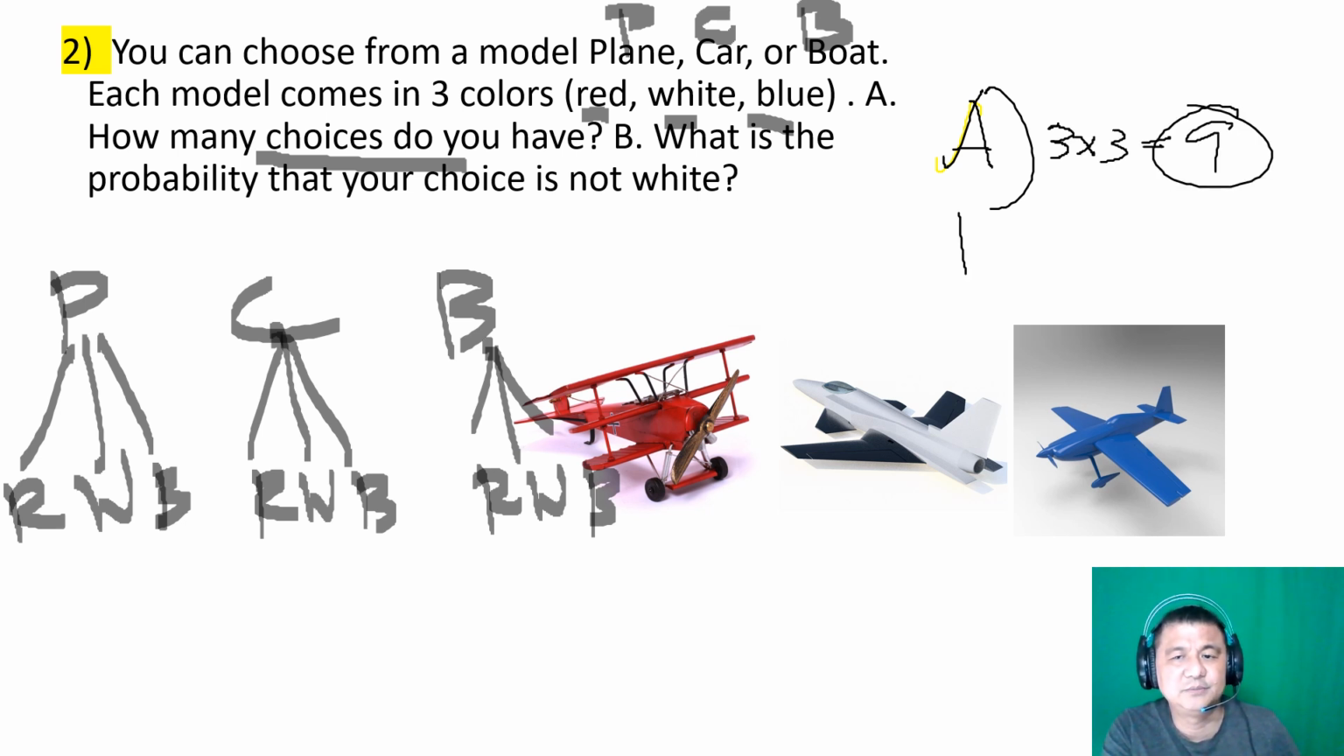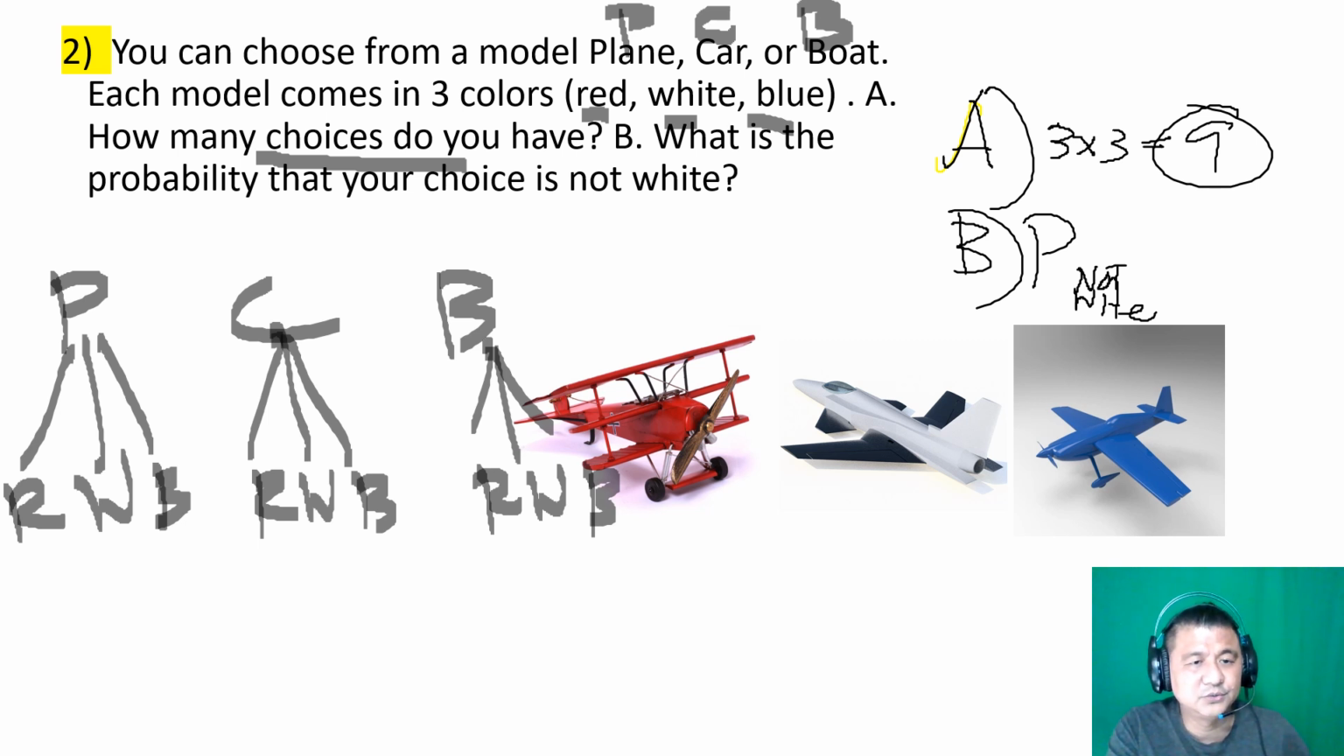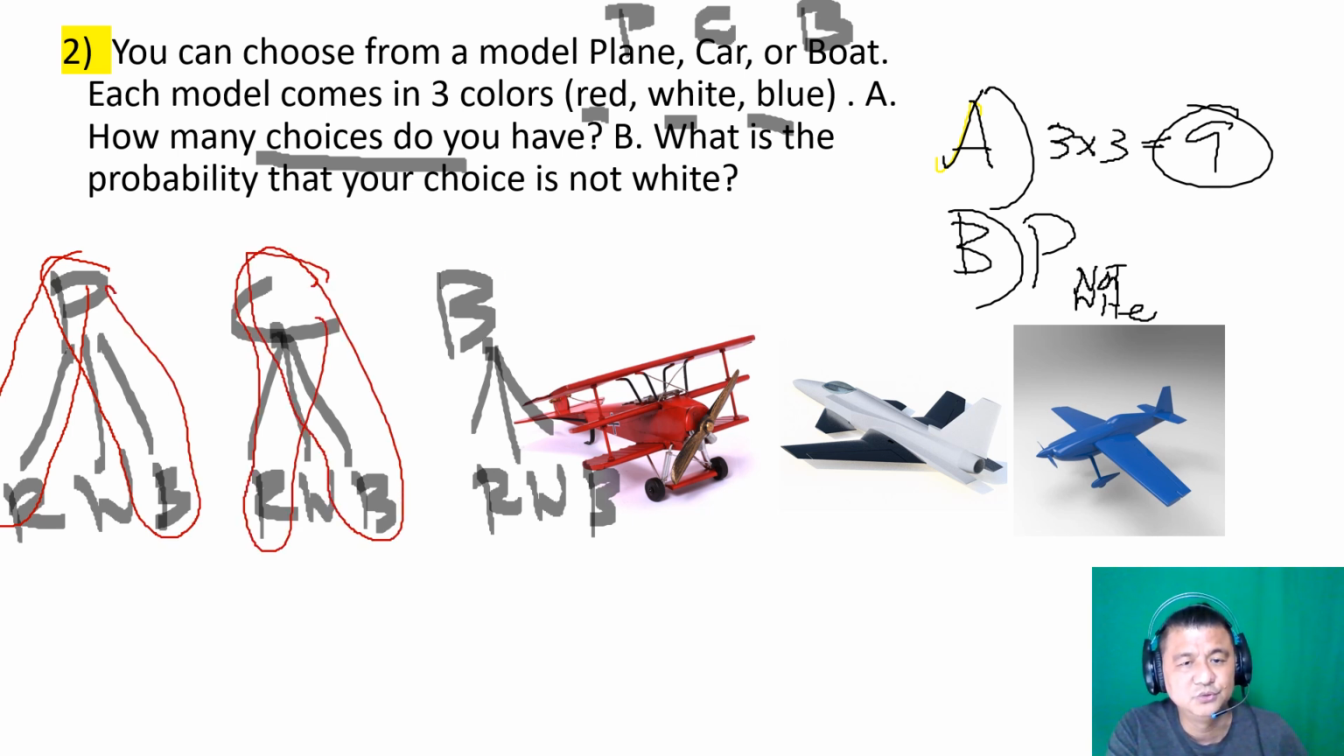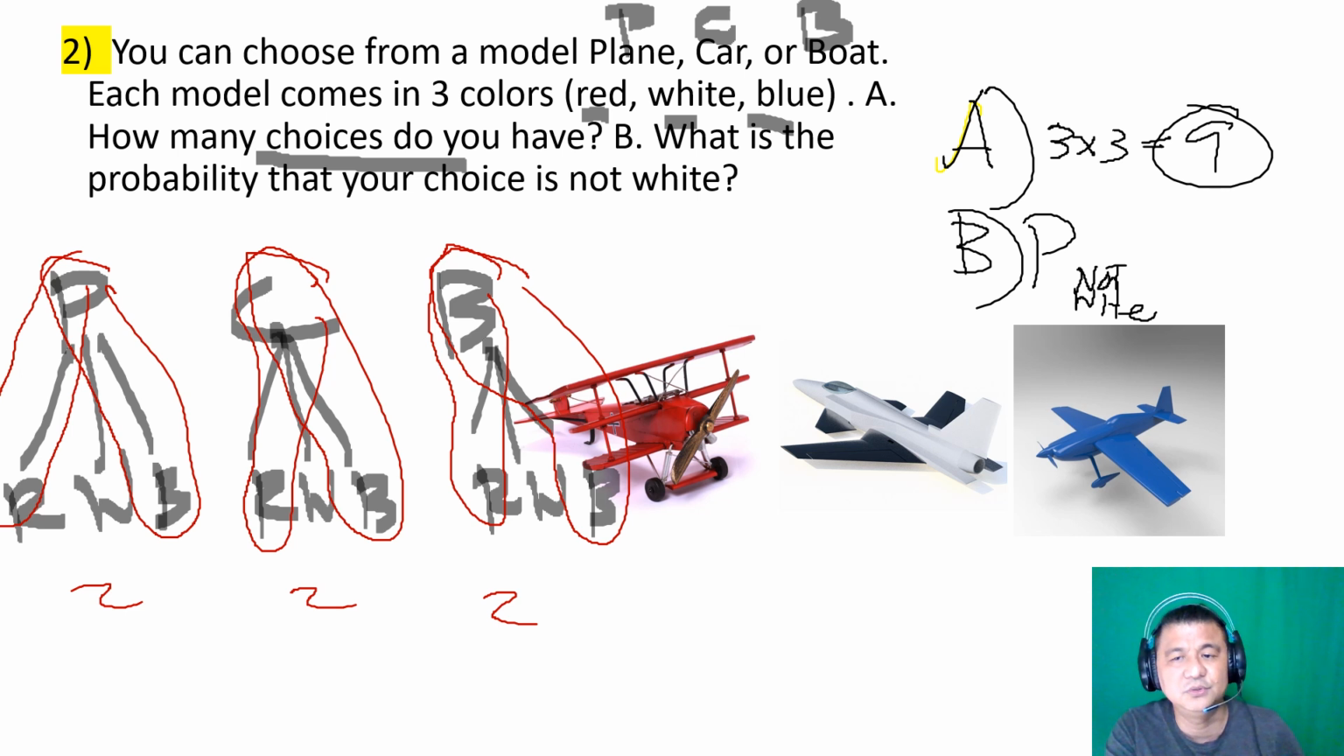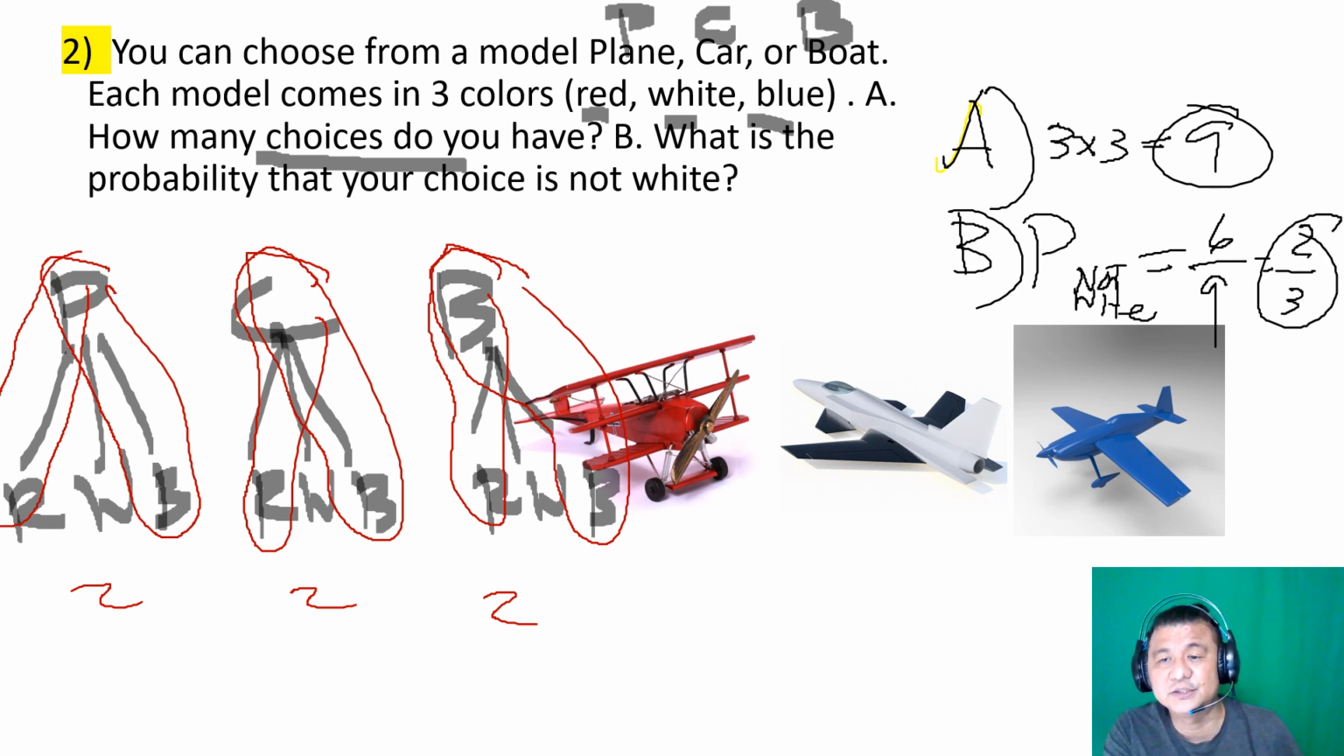Now letter B, probability of not white. Okay, look at the combinations. I can choose plane red and plane blue, not the white. Car red and car blue. 2. Boat red and boat blue. So how many? 2 plus 2 plus 2, a total of 6. So that's going to be 6 out of how many total? 9 possible, because I didn't choose those with white. So in lowest terms that's 2 out of 3. So that is more likely. Greater than half, more likely.